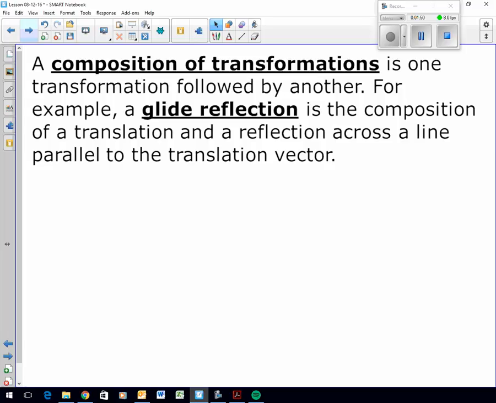Okay, Mr. Foster, in a glide reflection, what are the two transformations that take place? Translation and a reflection. Composition of transformations is when a single transformation is followed by another. That's why glide reflection fits that definition, right? Because a translation is one transformation, and reflection is another one. Right on.